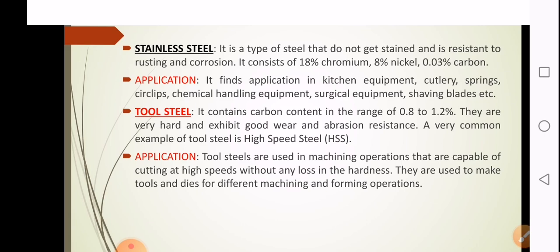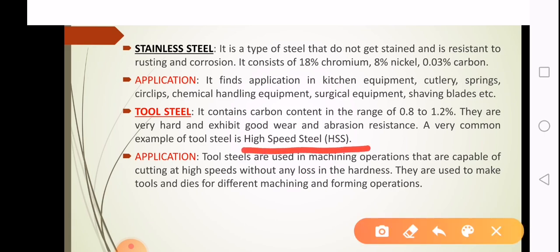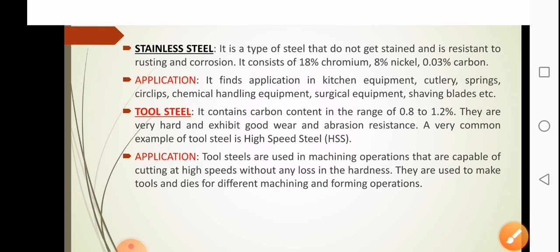Tool steel, as I mentioned, contains carbon content in the range of about 0.8 to 1.2. They are very hard and exhibit good wear and abrasion resistance. Abrasion is erosion: the material does not get eroded quickly when it is in contact with another material and there is rubbing. A very common example of tool steel is high speed steel. This is what we mentioned when we talked about the lathe. The single point cutting tool used in a lathe is mainly made of HSS, or high speed steel. So again, they are mainly used to make tools and dies for different machining and forming operations.